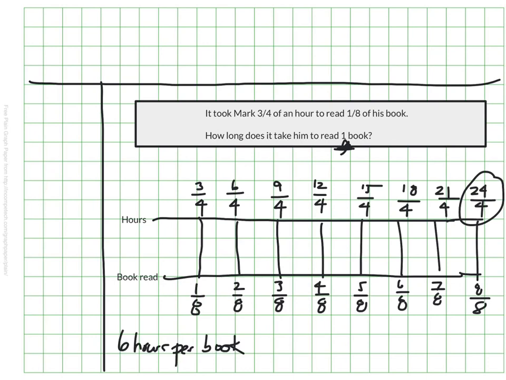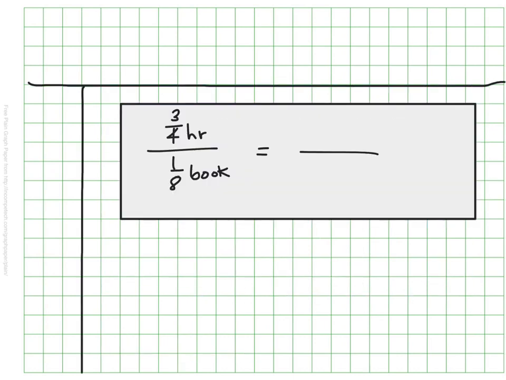But we also could have done this with equivalent ratios. I'm going to turn my page and show that as well. Hopefully we remember that we can also set up equivalent ratios when we want to find a unit rate. And so I know that it's 3/4 of an hour for every 1/8 of his book, and I'm looking for one book's length, right? So I'm making that equivalent ratio.